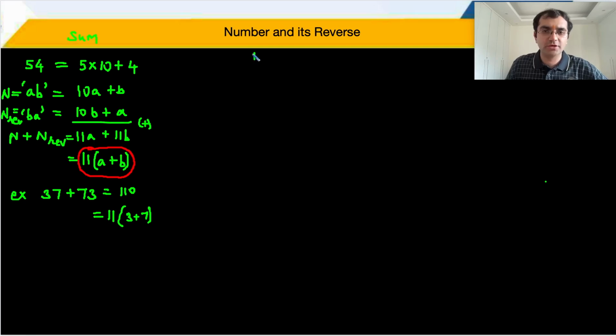And now let us talk about the difference. Where I have to subtract both of these, but I don't know whether the number is big or the reverse number is big. N is bigger or n reverse is bigger. Because difference, now let me mention here. What is the difference?